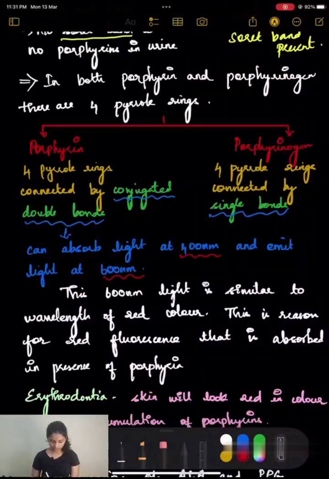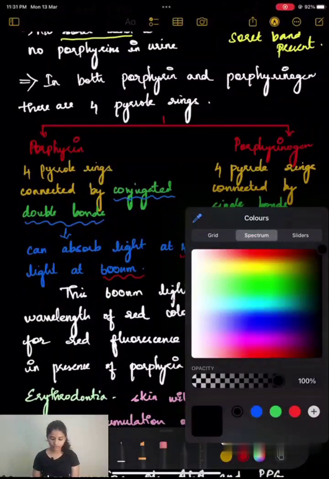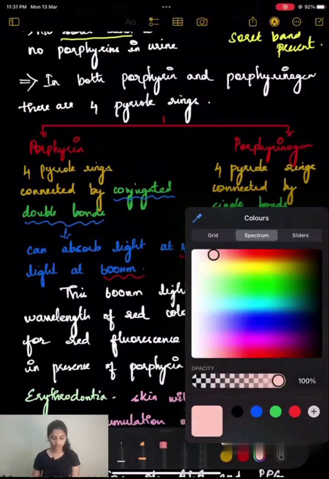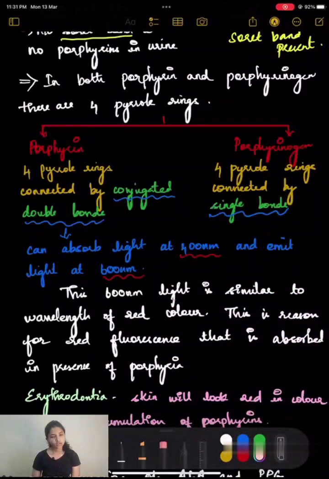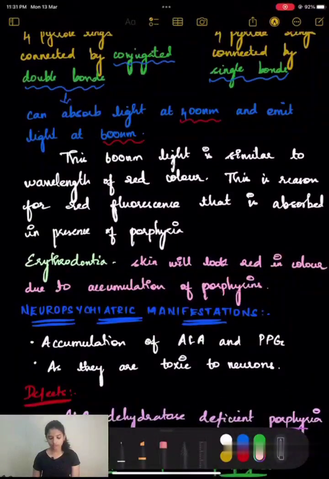So just remember that whenever light of 400 nanometer is observed, due to the presence of the porphyrins in the body, 600 nanometer light is emitted. As the 600 nanometer light is close to the wavelength of red color light, when it is emitted, it will produce red color. So this is the reason for the red color fluorescence that is observed in porphyria. Now coming on with the erythrodontia, the skin will look red in color due to the accumulation of the porphyrins.